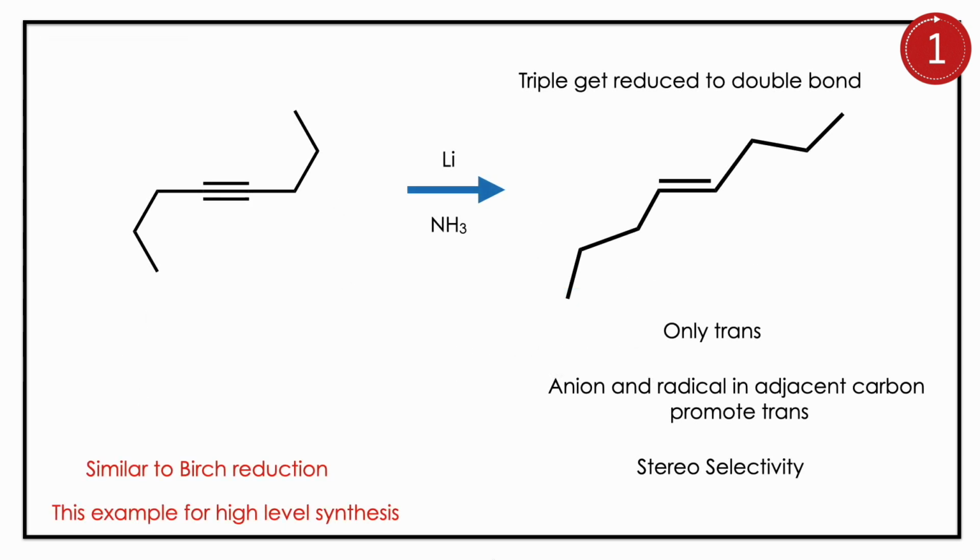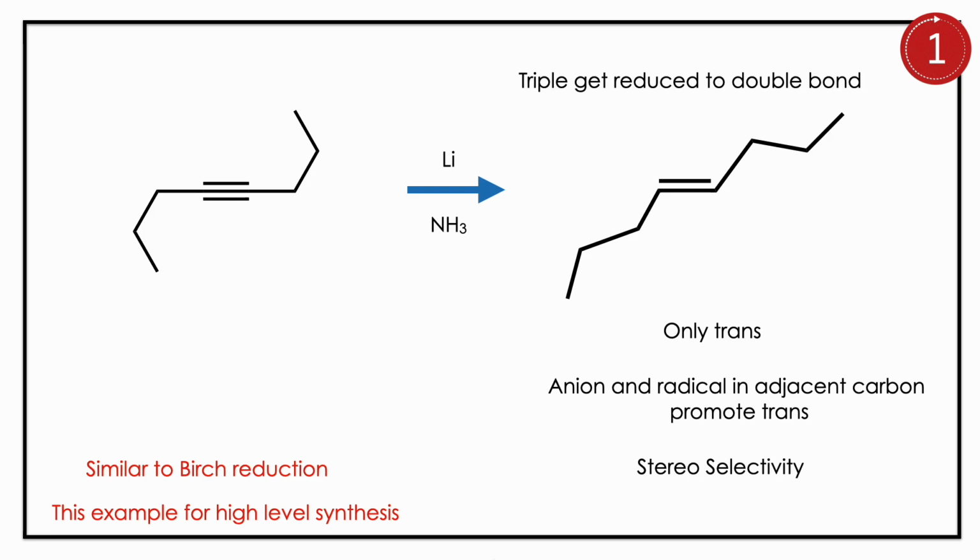Here you have an alkyne. As we discussed, radical anion formation is possible. So the triple bond will be reduced to the double bond, but only in the trans configuration, because of the anion and radical on the adjacent carbons. The trans product is formed. Why should you know a similar kind of Birch reduction?